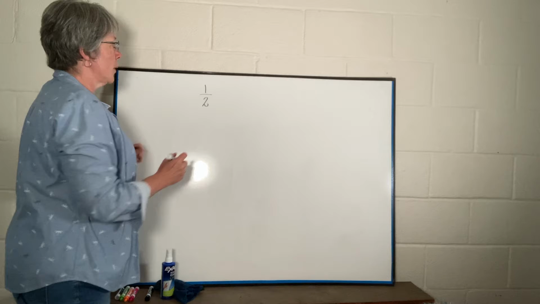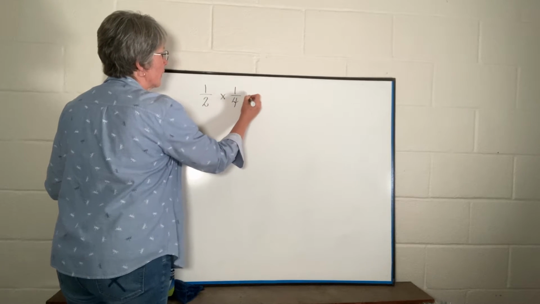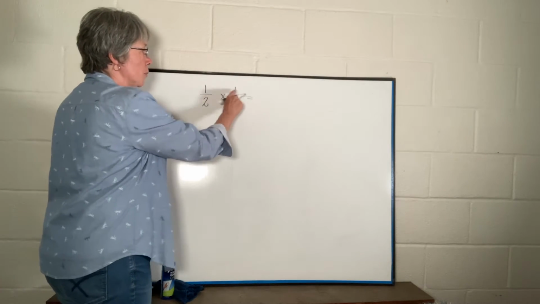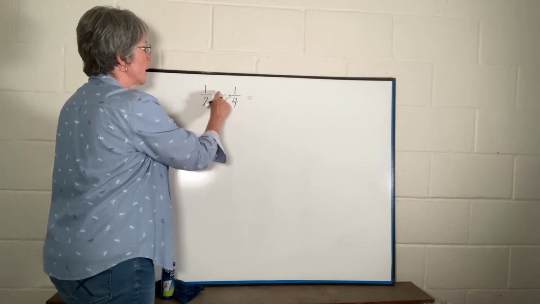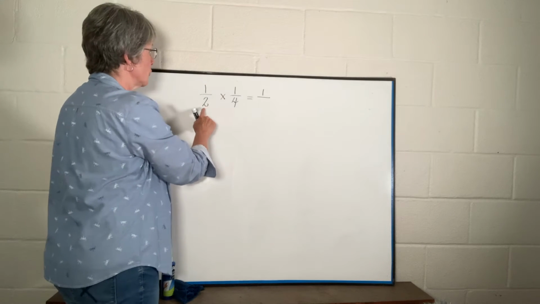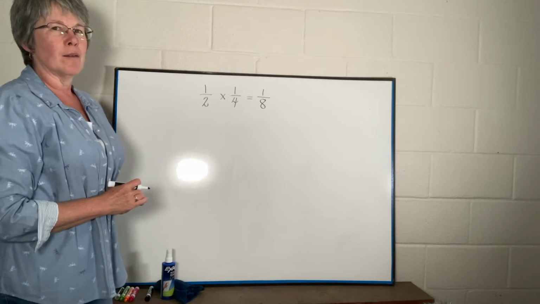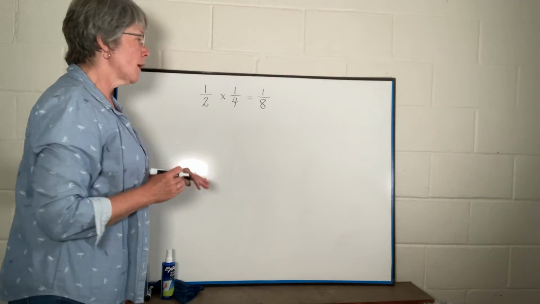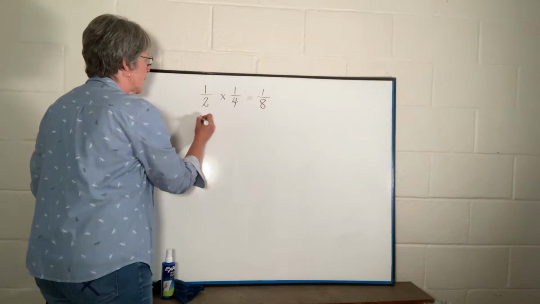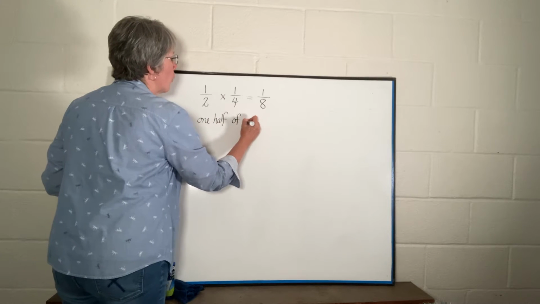So when we multiply, let's say 1/2 times 1/4. Multiplication, like I said, is very straightforward. We multiply the numerators. 1 times 1 is 1. And we multiply the denominators. 2 times 4 is 8. 1/8. And you're like, what does this mean? That's a good question. 1/2 times 1/4 is, what we're really saying is 1/2 of 1/4.